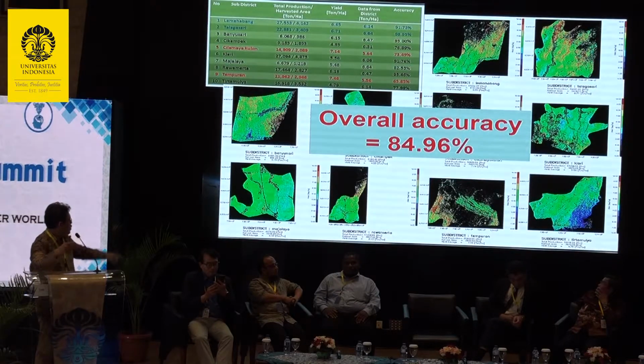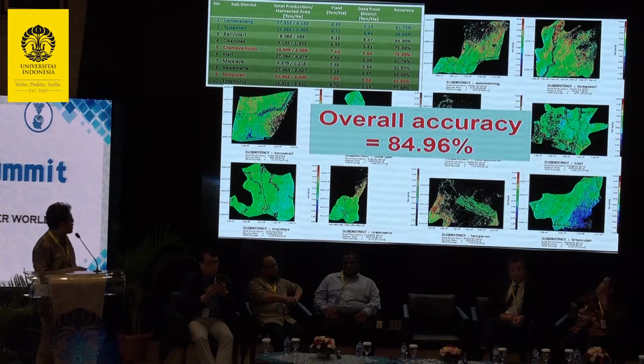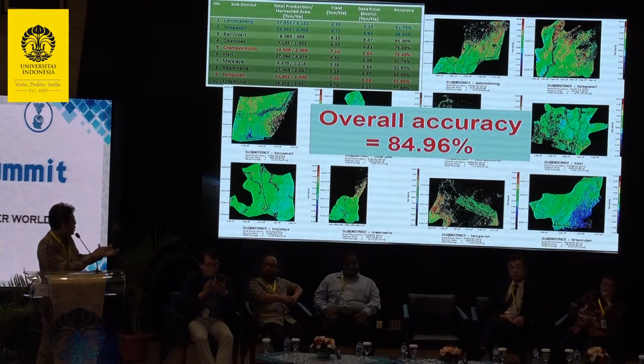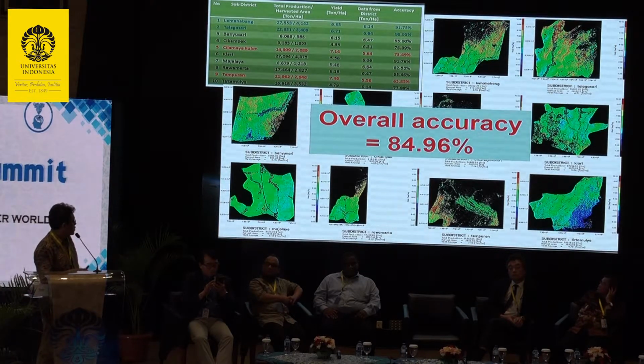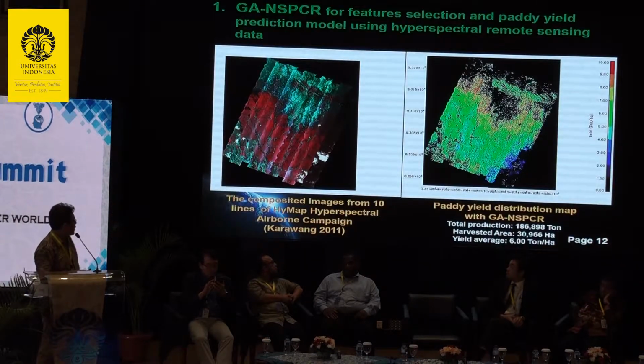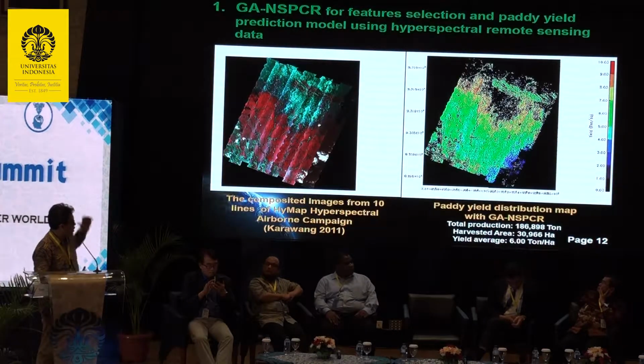So the overall accuracy of our results, measured with the ground truth on the ground, is about 84.96%. But this is using the hyperspectral, and we don't have the multispectral satellites.